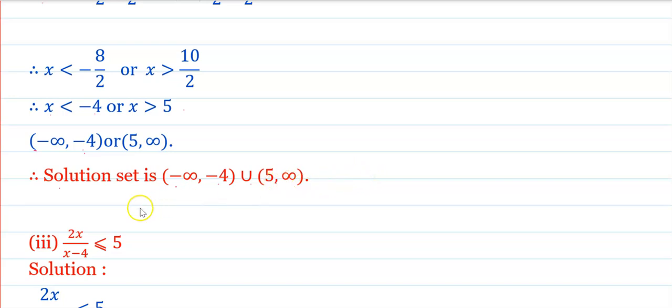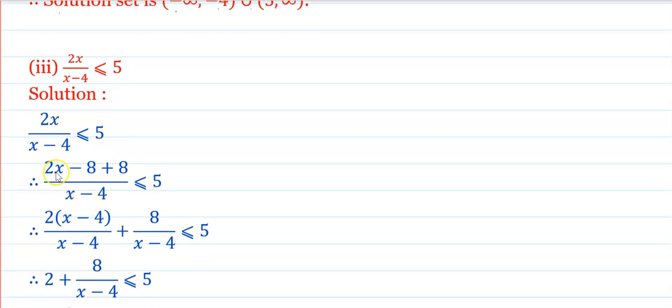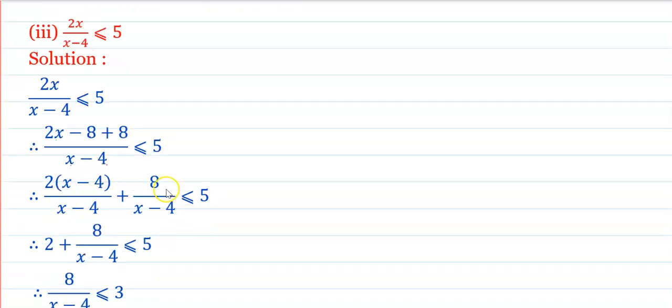We cannot combine them. Next is 2x upon x minus 4 is less than 5. Now see this here. Add plus 8 and minus 8 for this fraction. That is 2x minus 8 plus 8 upon x minus 4, less than or equals to 5.